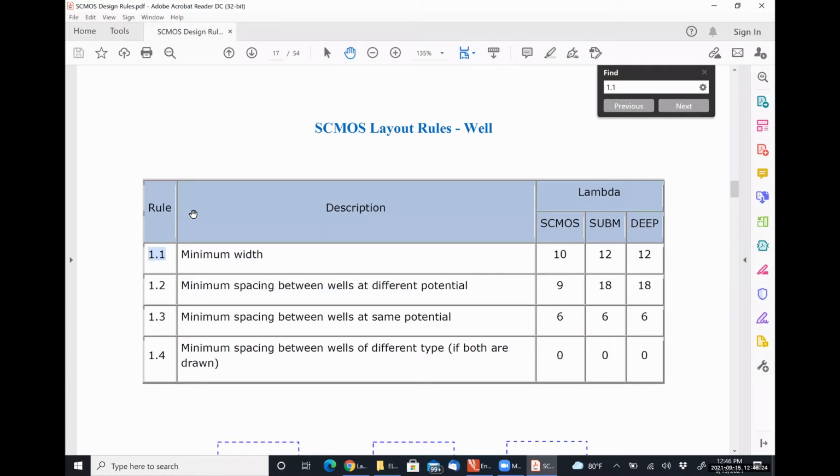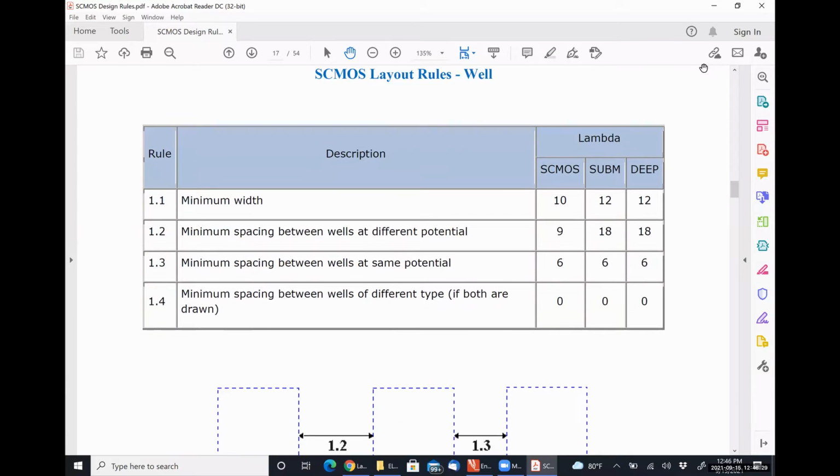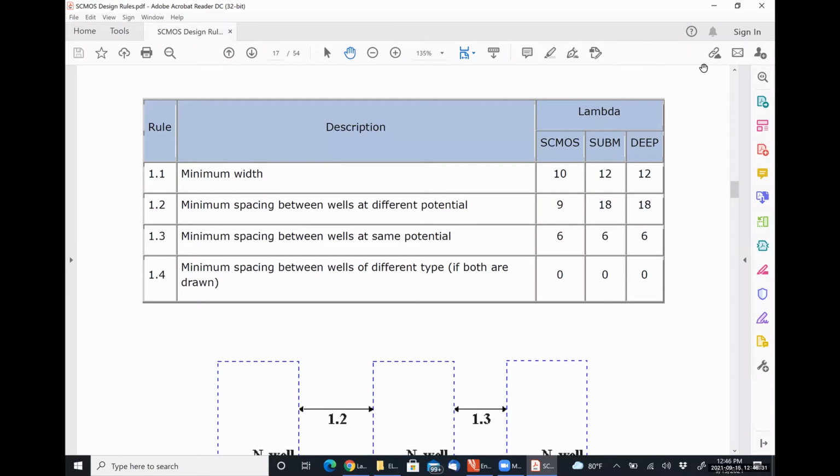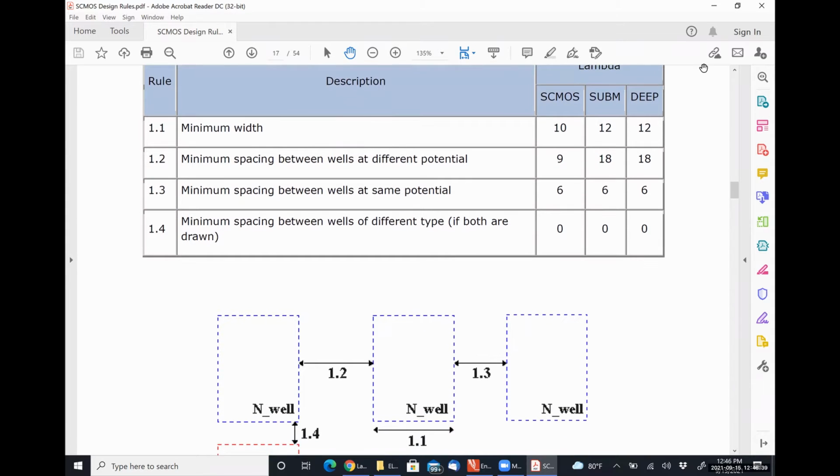So there are 4 rules that govern how wells can be laid out. Our MOSIS design rules actually show us little pictures to help us understand these as well. The first rule, number 1.1, is that the minimum width for a well is either going to be 10 lambda or 12 lambda, depending on our process.